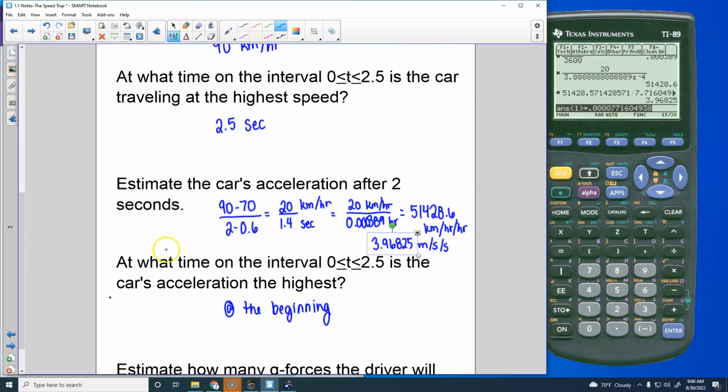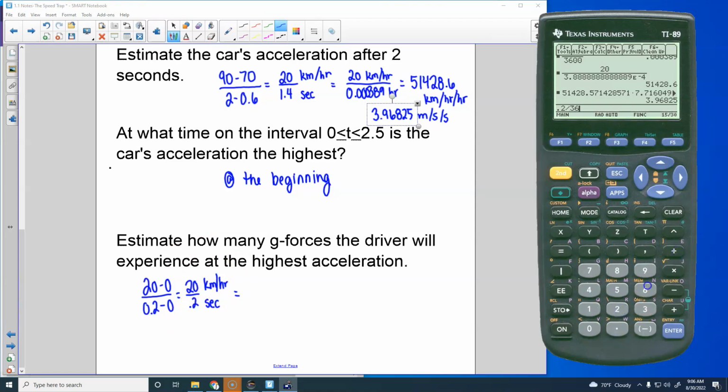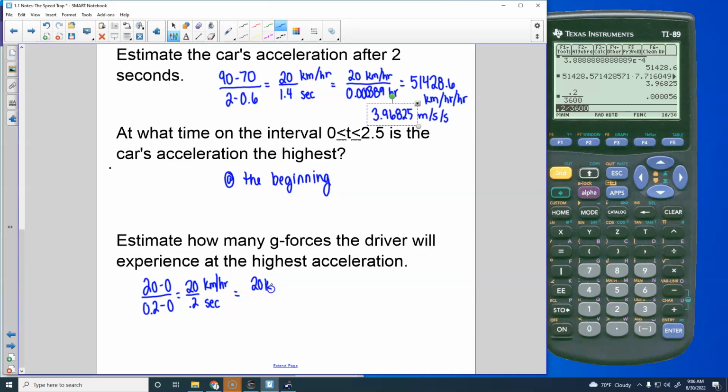So if we do our slope formula here, we're going to have 20 minus 0 over 0.2 minus 0. So we get 20 over 0.2. Remember, this is kilometers per hour, and this is still seconds in the bottom. So if we want kilometers per hour, we're going to take that 0.2 and divide it by 3,600. So it's 20 kilometers per hour over 0.0000056 hours.